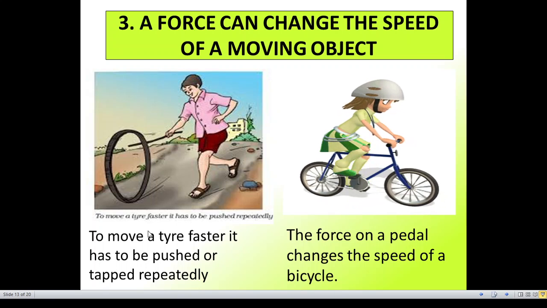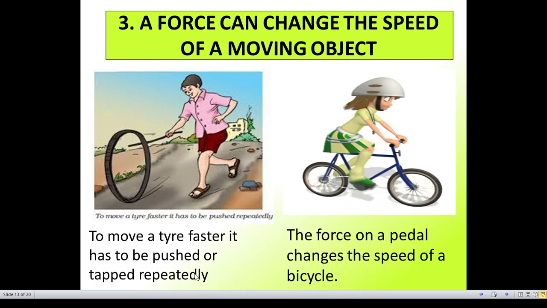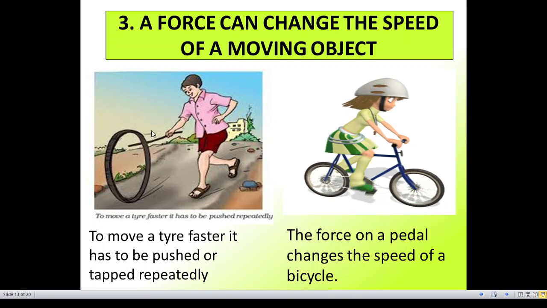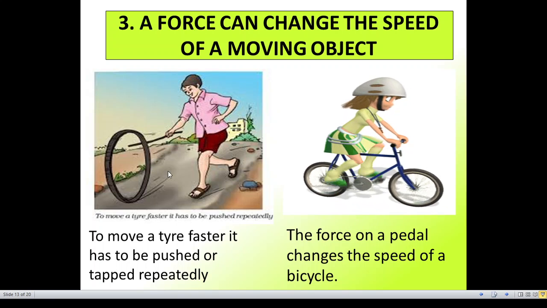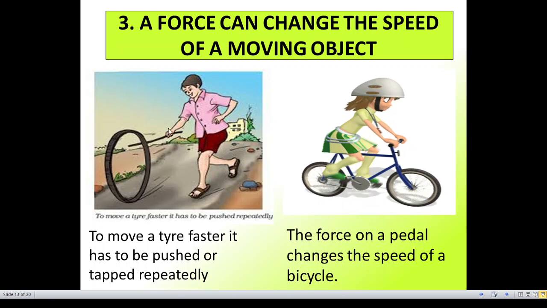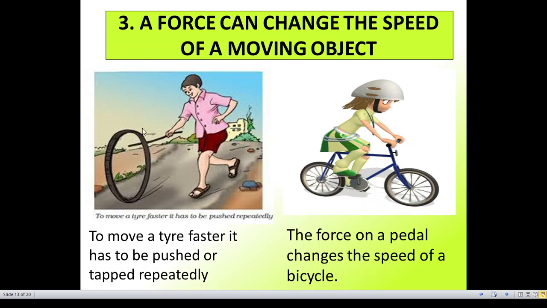So to move a tire faster, it has to be pushed or tapped repeatedly so that it gains a velocity. That means speed. It gains the speed. It will go faster and faster. So here the force applied by this boy on the tire changes the speed of a moving object, that is the speed of the tire.